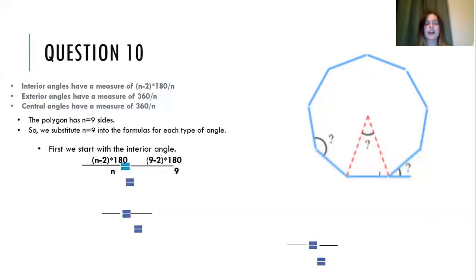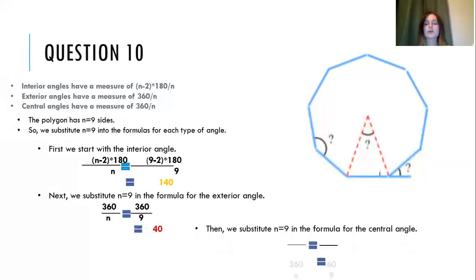So let's get started with our interior angle. After substituting 9 in, we have 9 minus 2 times 180 over 9, which is equal to 140. Next, we substitute 9 into the formula for our exterior angle. So after substituting, we have 360 over 9, which is equal to 40, and the same goes for our central angles. So now our interior angle is equal to 140 degrees, our exterior angle is 40 degrees, and our central angle is also 40 degrees. Now let's go to question 11.